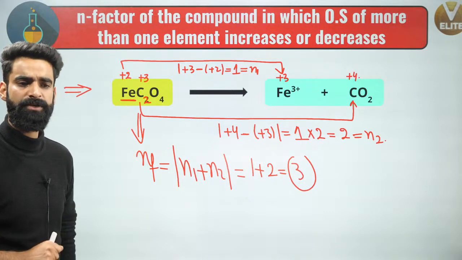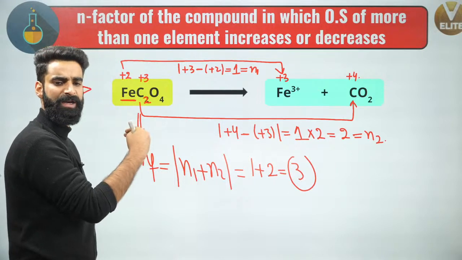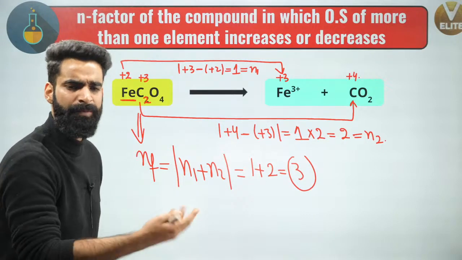Yes, very, very simple it was, guys, okay? Whenever you see a compound in which the oxidation state of more than one element either increases or decreases, you'll calculate its n factor. How? Simple, N1 plus N2, yeah?